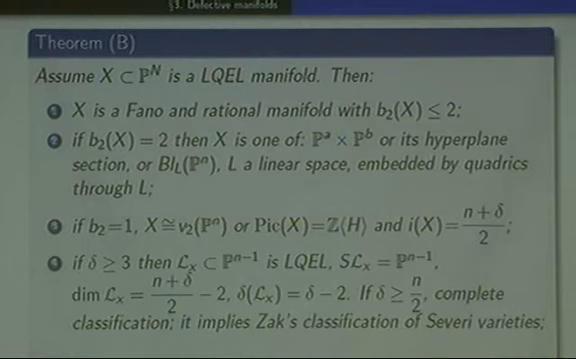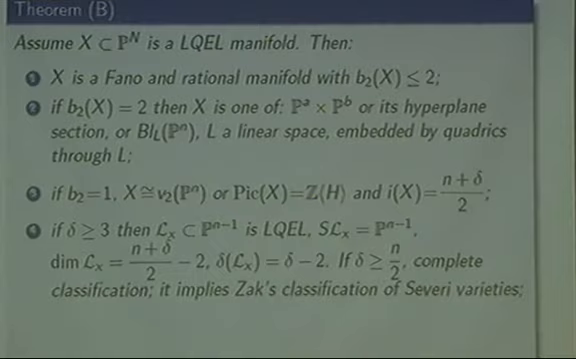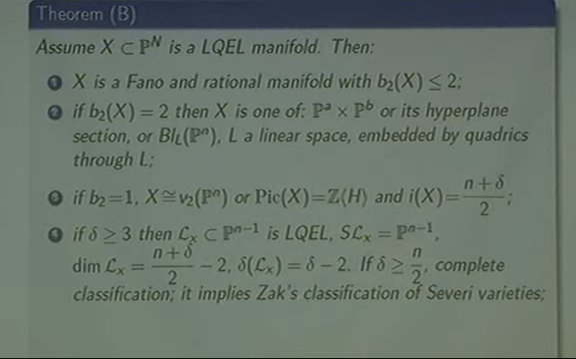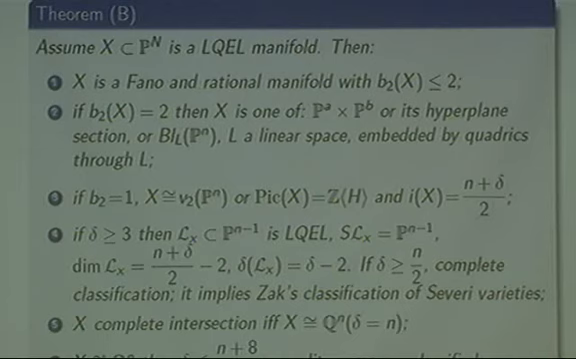And now this is very, very useful. When delta is at least 3, the property of being an LQEL variety transfers from X to the variety of lines. And this allows us immediately to make an induction and to classify them in this range. And this implies, and reproves, the famous Zak theorem in a very easy way. Now, the most important thing for us is that X is a complete intersection if and only if X is a quadric. And in this case, as I mentioned, the defect is the maximum possible.